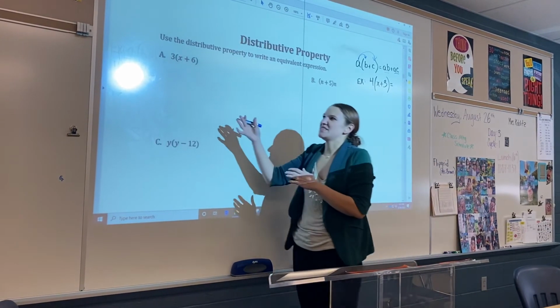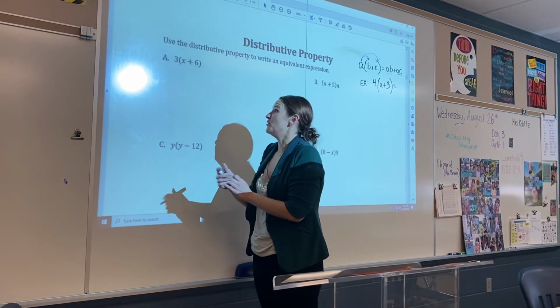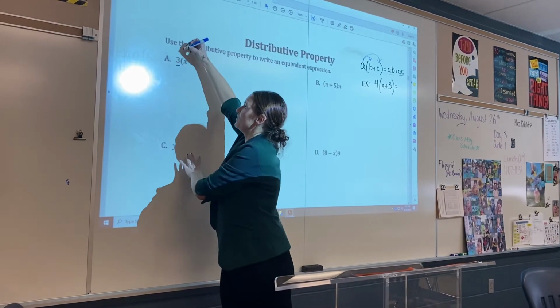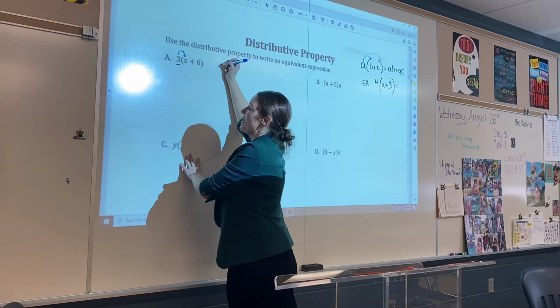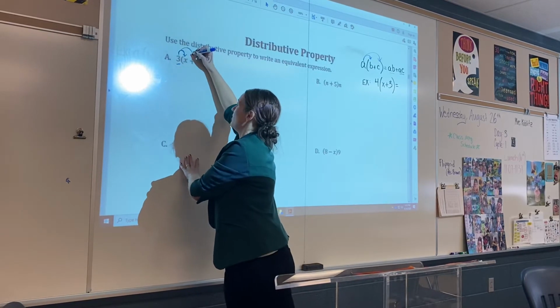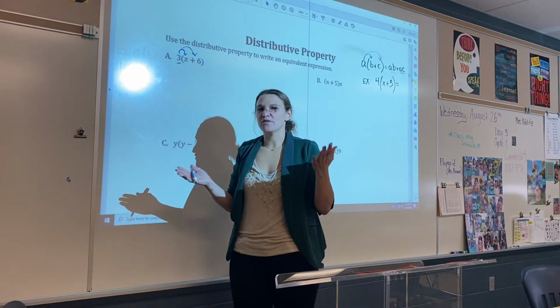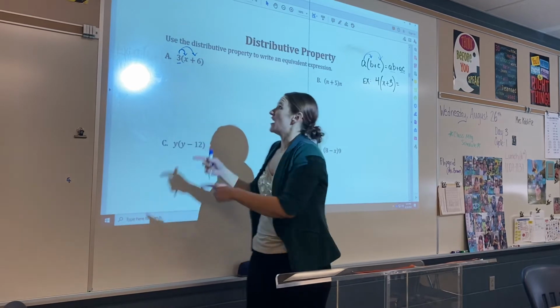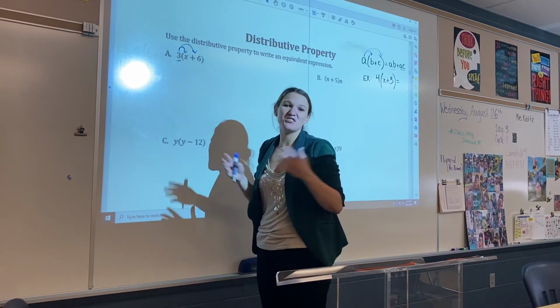So for this first example, letter A, you're going to distribute the number 3 to both of these terms, the X term and the 6 term. I always put my arrows so I don't forget to multiply by everything. You're not always going to have two terms in here. Sometimes you'll have a ton.